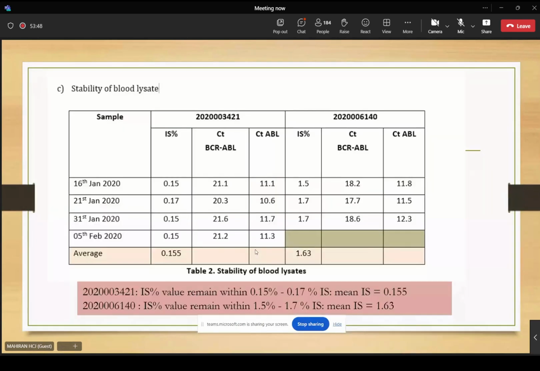Okay, so result untuk stability of blood lysate, kita boleh lihat kat sini. Untuk first sample 3421, IS value remain within 0.15% until 0.17%. So IS mean is 0.155. For second sample 61440, IS percentage value remain within 1.5% to 1.7%. So the mean IS 1.63.